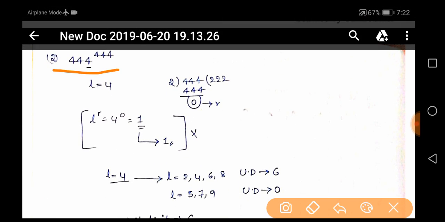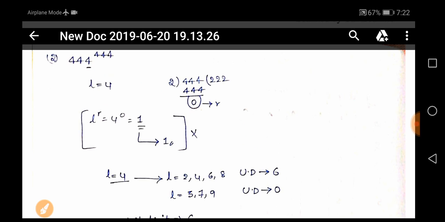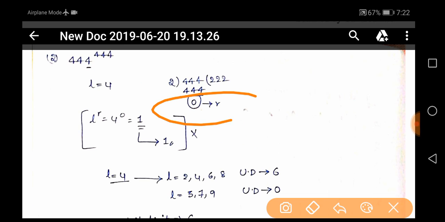Find the unit digit of 444 power 444. Here the last digit is L equal to 4, and for 4 the cyclicity is 2. So we divide 444 by 2, and the remainder will be 0. Then if you do L power R equal to 4 power 0 equal to 1, the last digit would be 1. But this case is a wrong one. You should not do that. You have another method when the remainder is 0.